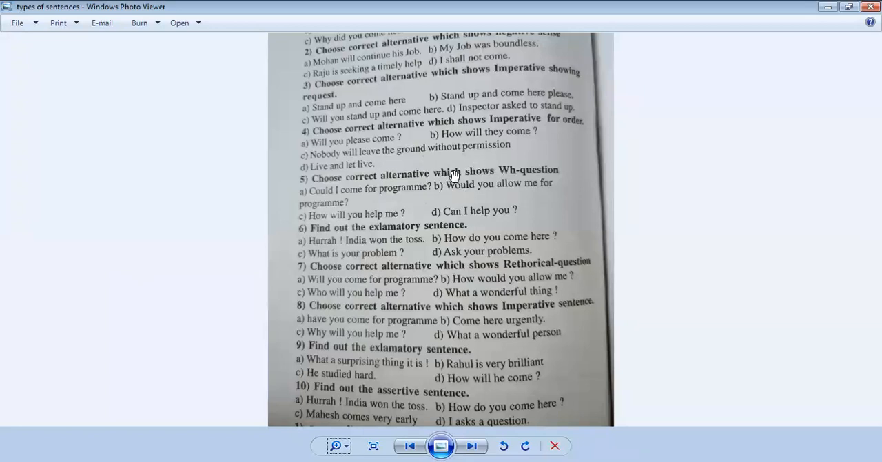Would is not a WH word. Would is not a WH word. That is why. Which are the WH words? What, where, when, why, whom, how. These are WH words. That is why. Third one. Request. So option B, because please is used. That is why.